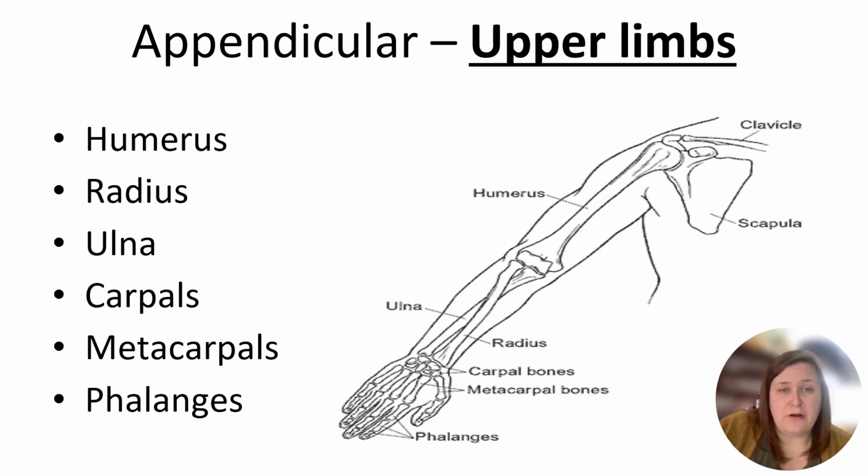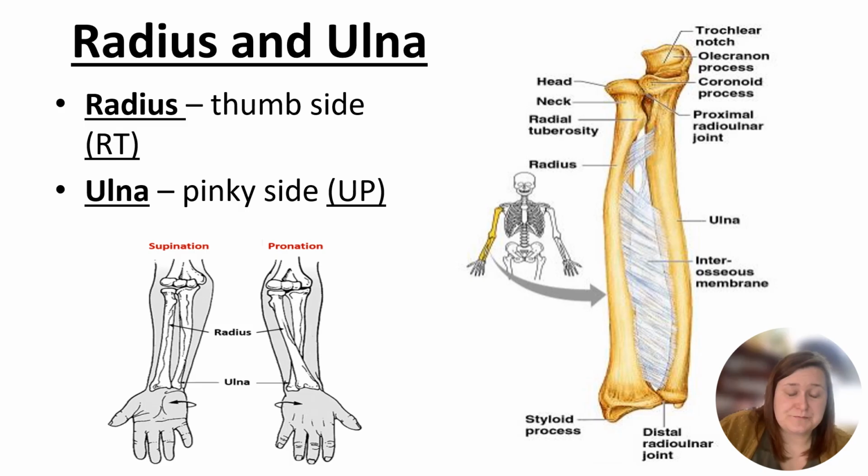When we're talking about our upper limbs of our appendicular skeleton, we have a humerus, which is going to be our top arm bone right here. We're going to have a radius, and we're going to have an ulna. We will have carpals in our wrist. We'll have metacarpals. Metacarpals are going to make up our palm area. And then we will have phalanges, which are going to be our fingers and our thumb.